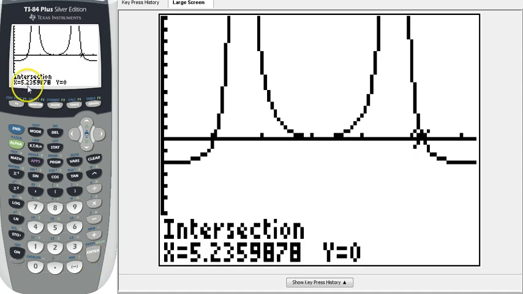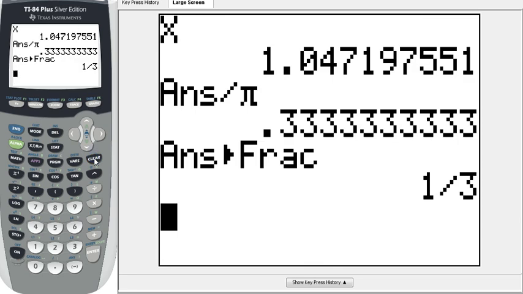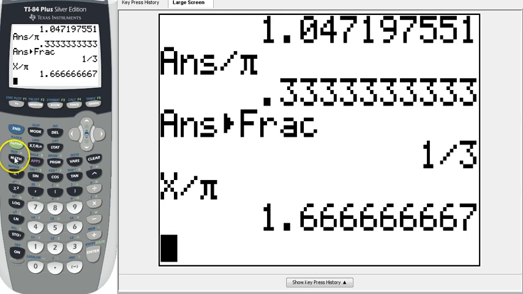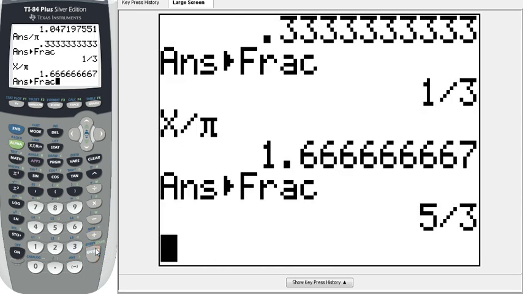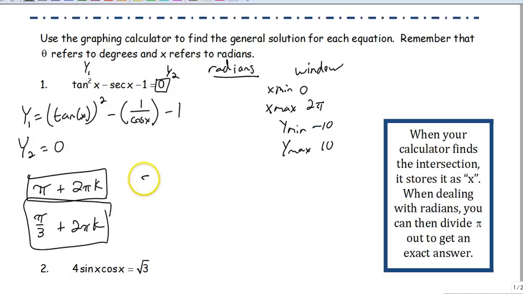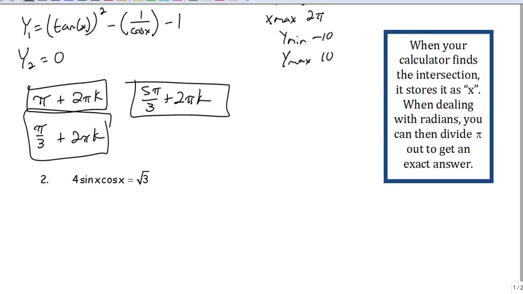Okay, so now x is storing this number here. So again, you can clear twice. You can do x divided by pi to get the fraction. There's your fraction. Math fraction, though, to see what it is, it's 5/3. So 5/3 pi, or 5 pi over 3 if you want to call it that. And there we are. We have our 3 answers. Done. Alright, next problem.